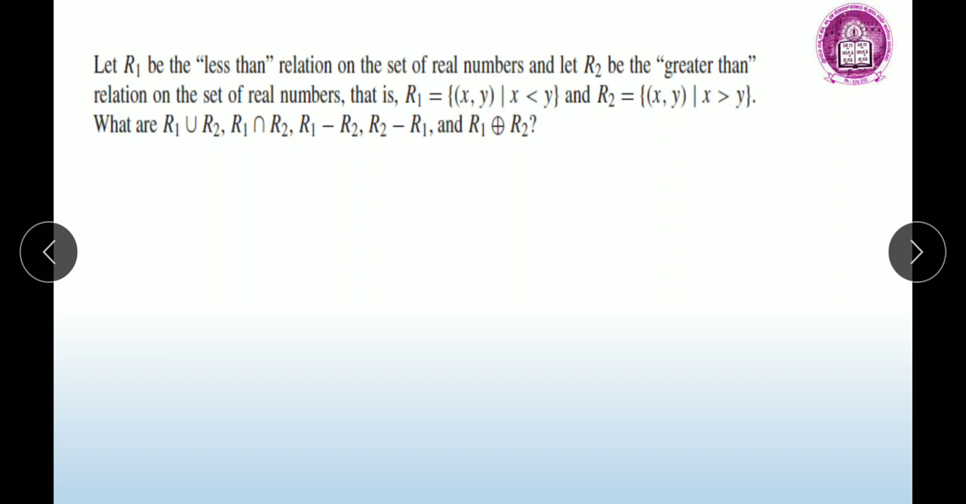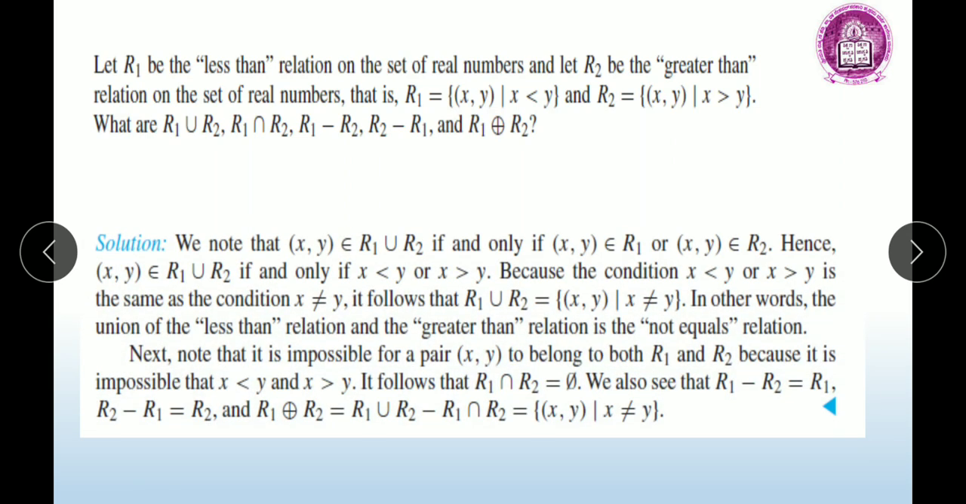Let R1 be the less than relation on the set of real numbers, and let R2 be the greater than relation on the set of real numbers. That is, R1 is the set of all ordered pairs x comma y such that x is less than y, and R2 is the set of all ordered pairs x comma y such that x is greater than y. Then what are the union of R1 and R2, intersection, the difference, and the direct sum? We'll define what the direct sum is. Okay, so let us see how to solve this problem.